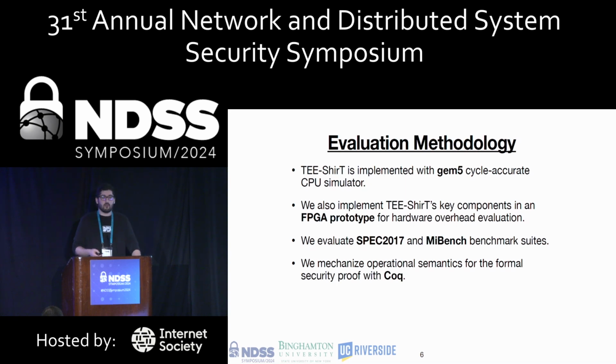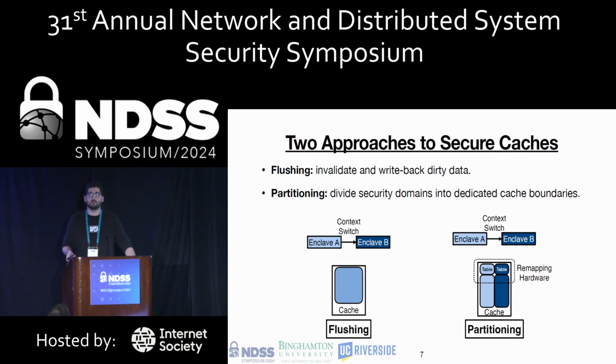All right. Before going into details, I would like to introduce 2 main security paradigms when it comes to securing caches. One is flushing and the other is partitioning. Flushing is invalidation and writing back of dirty data to a lower-level structure across security domains. We illustrate this on the left side of the slides. Here, we illustrate an enclave A context switching to enclave B. Currently, the cache is totally occupied by enclave A's data.